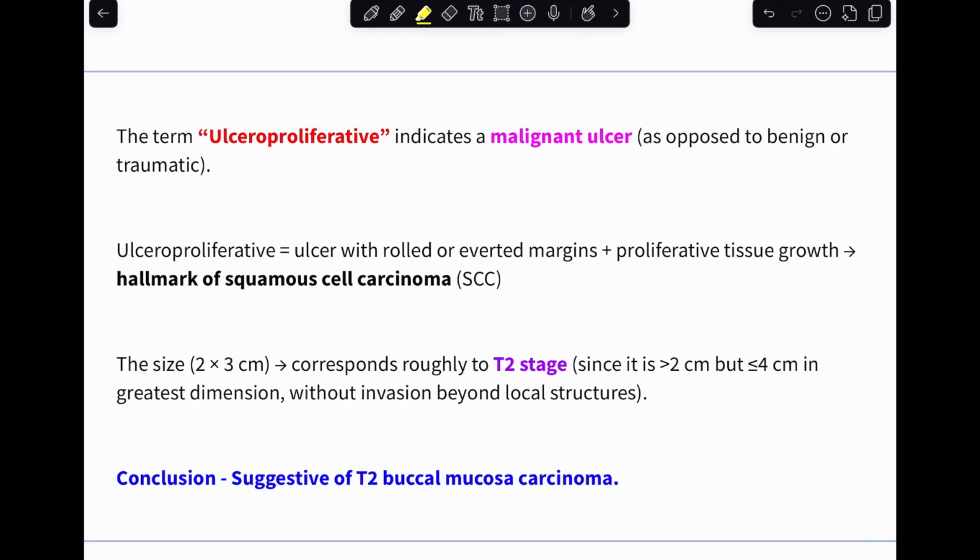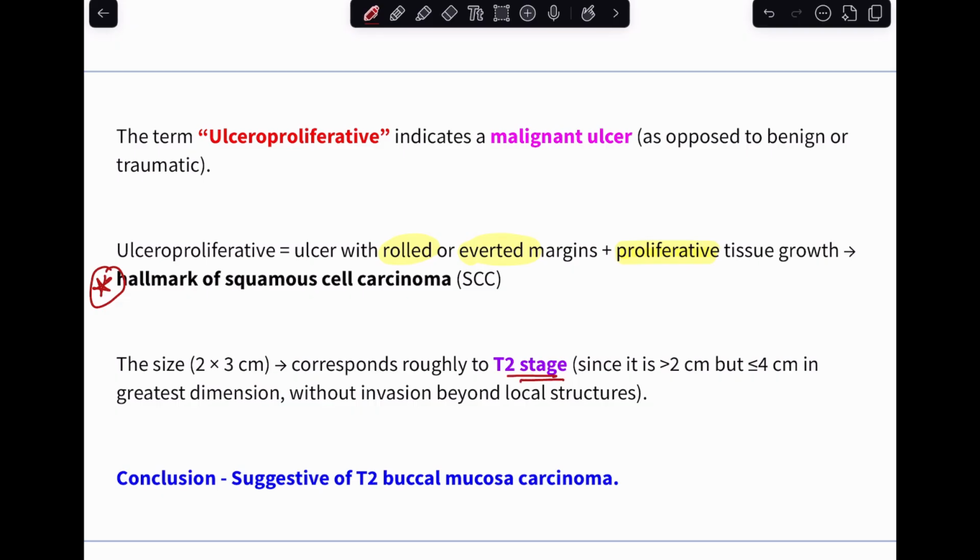This ulceroproliferative term that we are using here is what we use when we try to indicate a malignant ulcer. This ulceroproliferative means that it is an ulcer which has rolled or everted margins along with proliferative tissue growth happening. These are all the hallmarks of a squamous cell carcinoma. And the size, the 2 into 3 centimeter size here, if you had to clinically stage the disease, roughly it is corresponding to T2 stage.